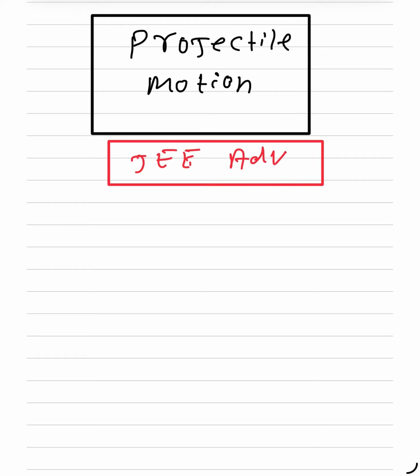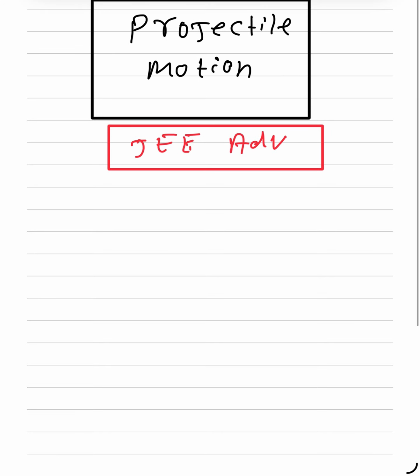Hello. Welcome to physics. Today we are discussing projectile motion. Projectile motion is a most important part of physics, and let us start one by one with each topic of projectile motion. Initially, we will discuss projectile motion in a uniform electric field.